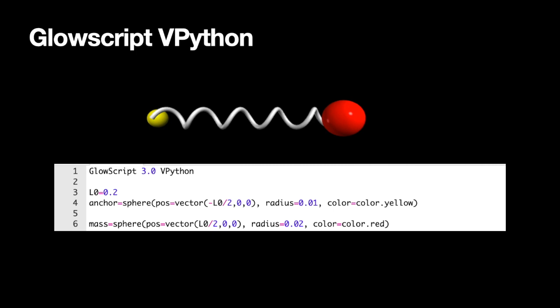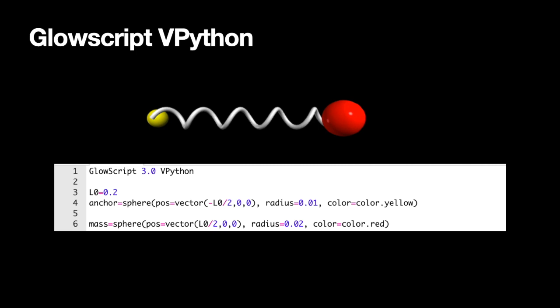So anchor equals sphere, and the position is vector negative L0 over 2, 0, 0. So I've said that it's a 20 centimeter long spring. And the anchor is negative L0 over 2 to the left, and the mass is L0 over 2 to the right, just to make it in the middle of the screen. And then I give it a color. And then I do the exact same thing for the mass. It's just a sphere. It's just at a different location, different size, different color.